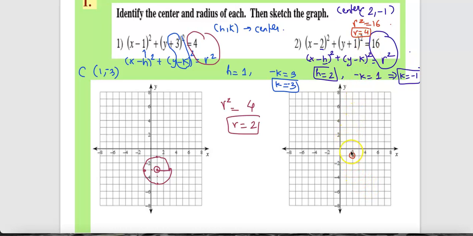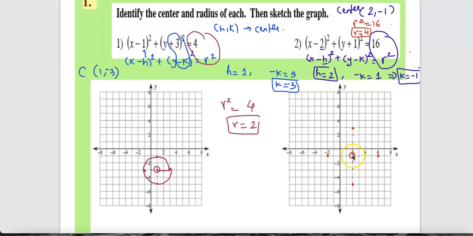Now radius is 4. So what you do is you will go 4 units to the right, 4 units to the left, 4 units up and 4 units down. So 1, 2, 3 and 4. Similarly, I go left side 1, 2, 3 and 4. And I will go 1, 2, 3 and 4. So I got my 4 points over here.